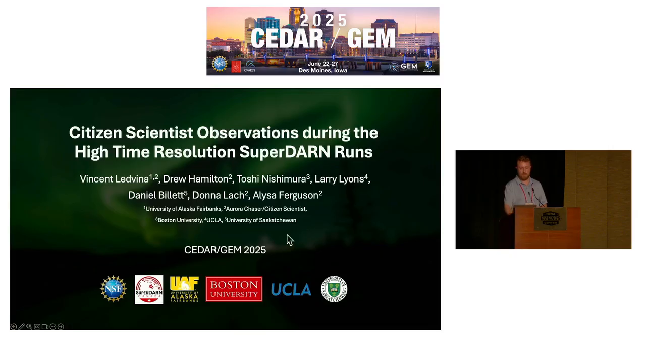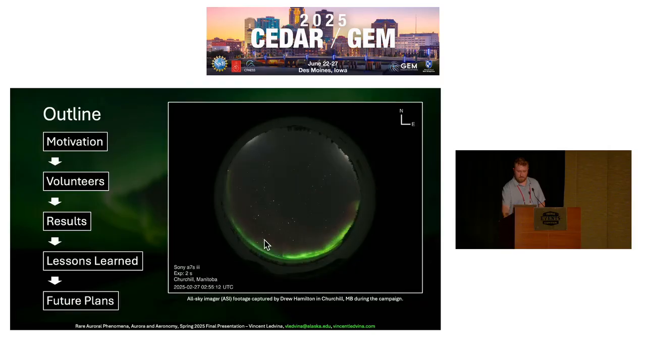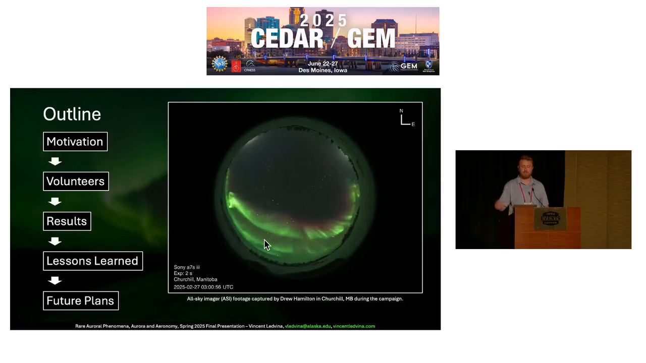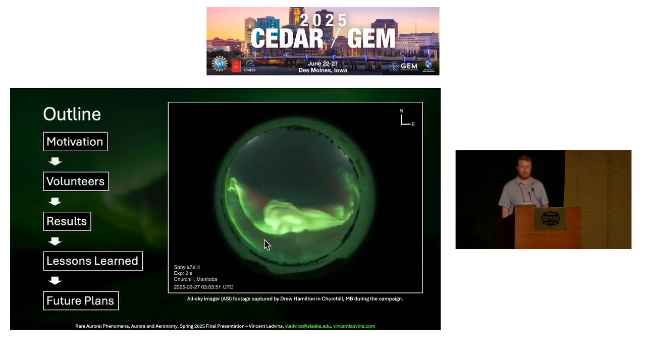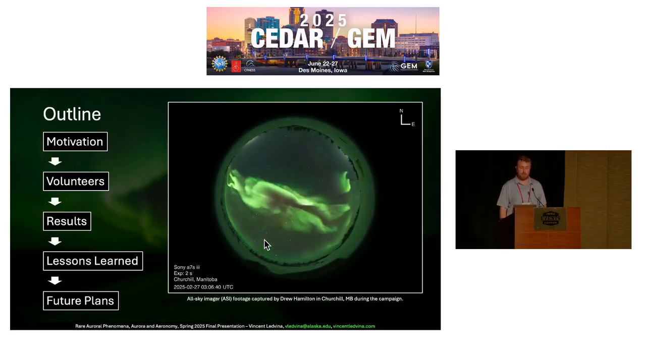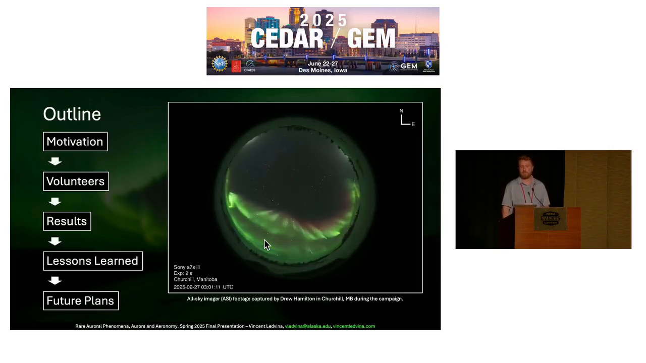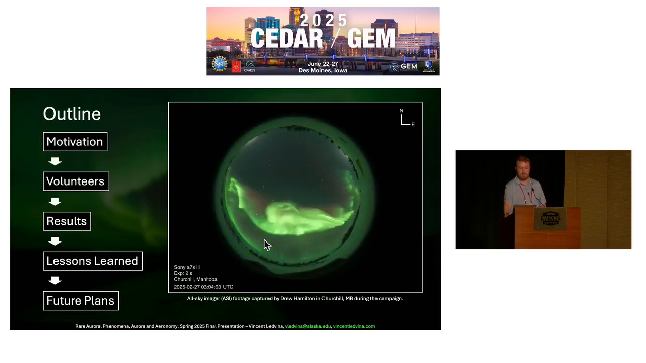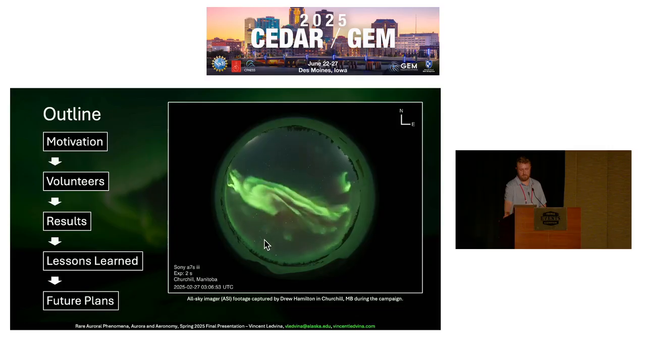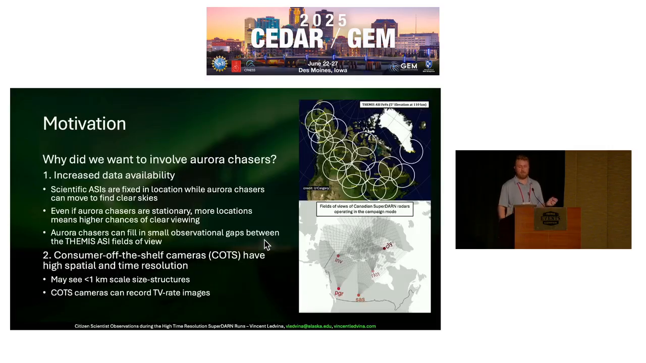This is for a couple of periods where we had the high time resolution mode going just this last winter, in January and February, during moon down. Here's the outline of my presentation. I'll first go into the motivation of why this might be helpful, then talk about the volunteers that we recruited, the results from this little campaign, lessons learned, and then future plans. And this is just a little sneak peek of the type of data that we were able to get leveraging the aurora chasers. So why did we want to involve aurora chasers?